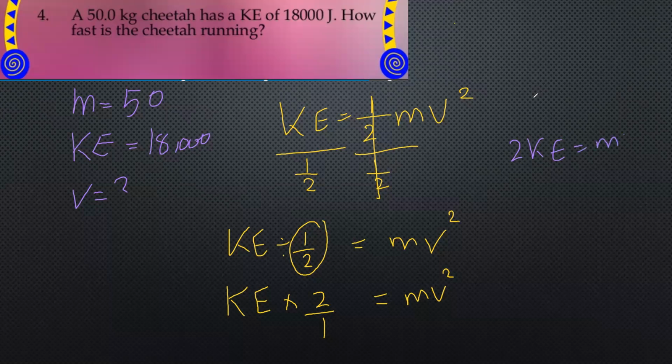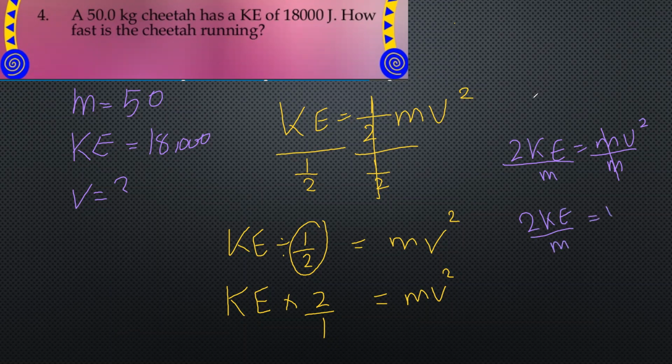Then, after that, I want v only, so I have to divide by the mass on both sides. So 2KE over the mass is v squared. I want only v, so I take the square root. So you will say that the velocity is the square root of 2KE over the mass.